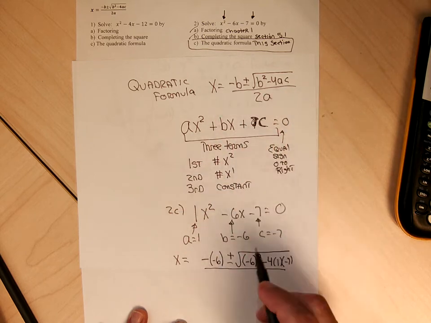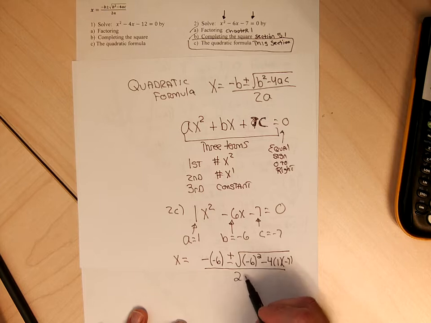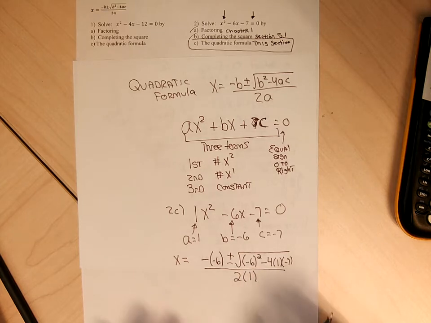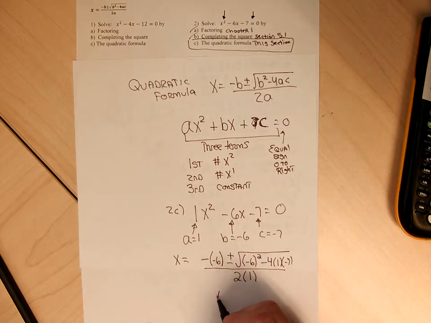The denominator is 2 times a. I'm going to leave the number 2, and I need to multiply by a. I claim that I can get the answers that I got solving in part A and part B using this formula. So let me do some algebra.